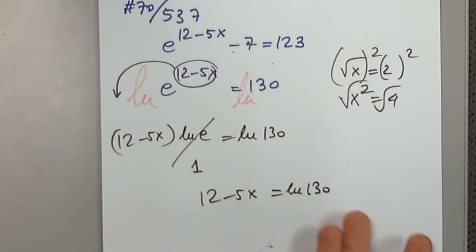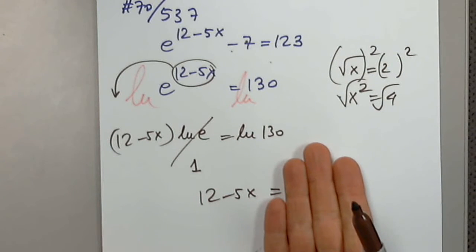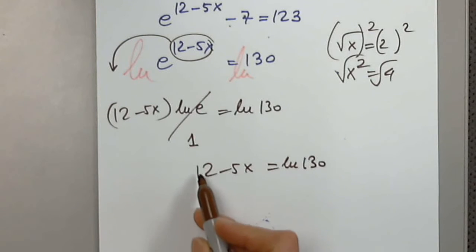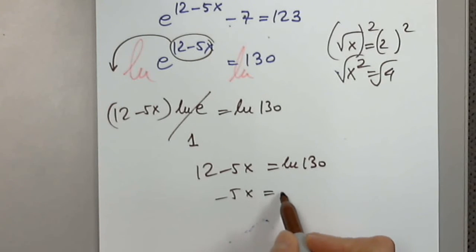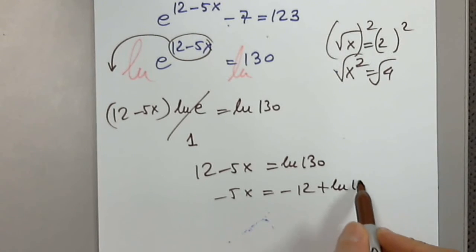And now this is linear. This is a number. It shouldn't bother us. And no, I will not evaluate it, so please don't do that. I will move 12. Negative 5x equals negative 12 plus natural log of 130.